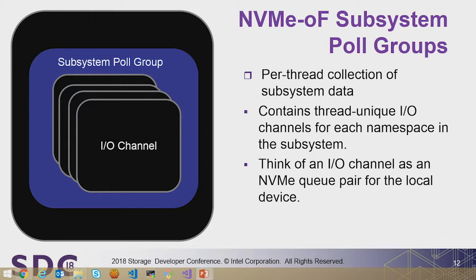What you have inside the subsystem is a list of namespaces that you need to be able to submit I/O to. And if we think of those namespaces as NVMe devices, then in order to submit I/O, we have to have an NVMe queue pair to submit I/O to them. In order to not take locks to access that queue pair, we need to use the queue pair from only one thread, right? And so what you can think of here is for each namespace, we have a queue pair for this thread because it's in the poll group. Poll group is the per thread structure, right?